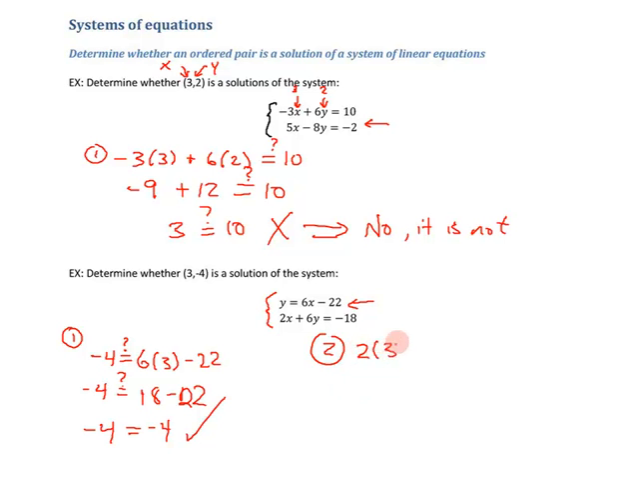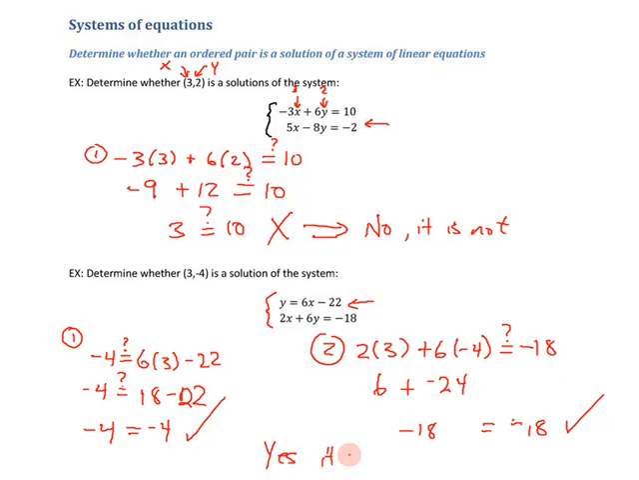So 2 times 3 plus 6 times negative 4, is this equal to negative 18? 2 times 3 is 6, plus 6 times negative 4 is negative 24. 6 plus negative 24 is negative 18. That does equal negative 18. So yes, it is a solution.